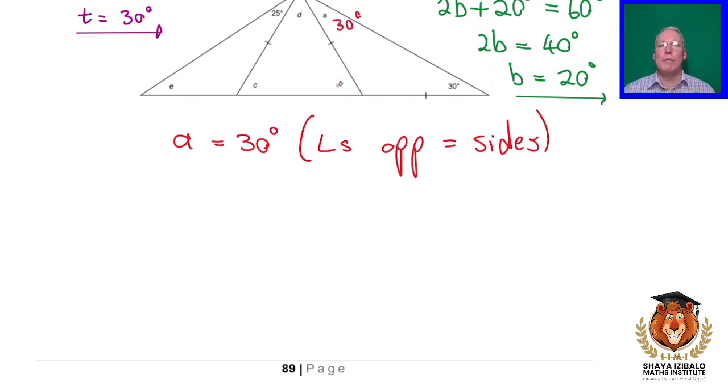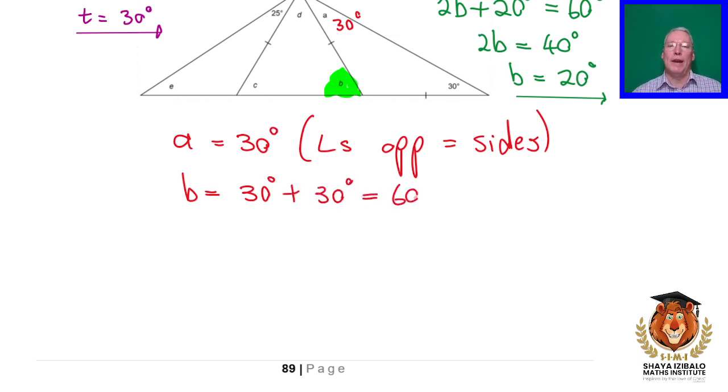But now what do we know about B? Well, we know that B is actually an exterior angle of a triangle. And what do we know about exterior angles of triangles? They equal the opposite interior angles added together. So B is actually going to be 30 plus 30, which is going to be 60. And that has come from exterior angle of triangle.